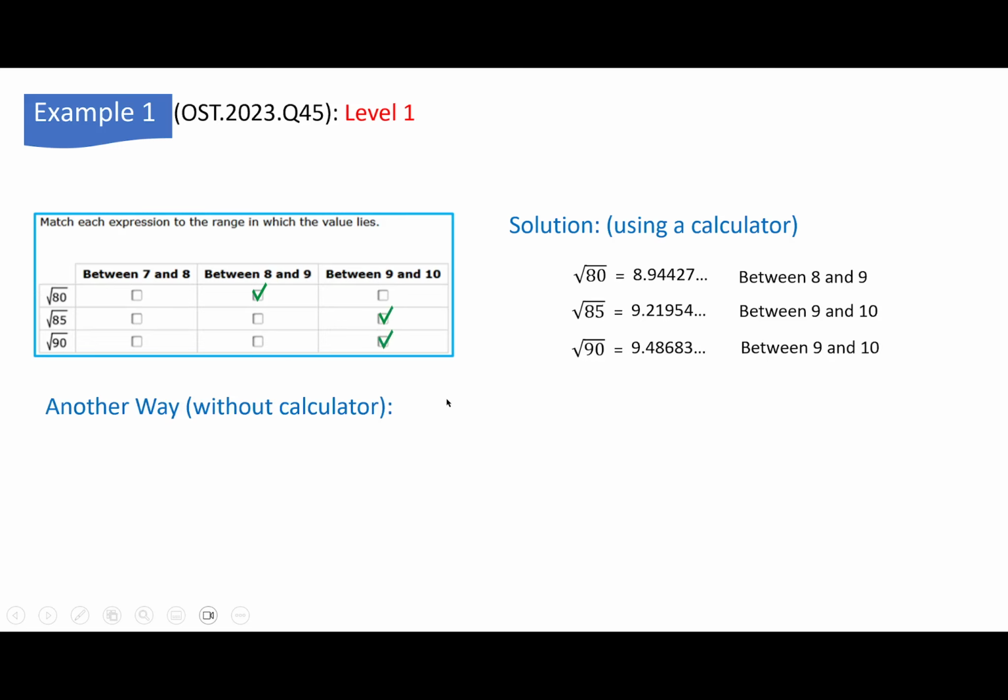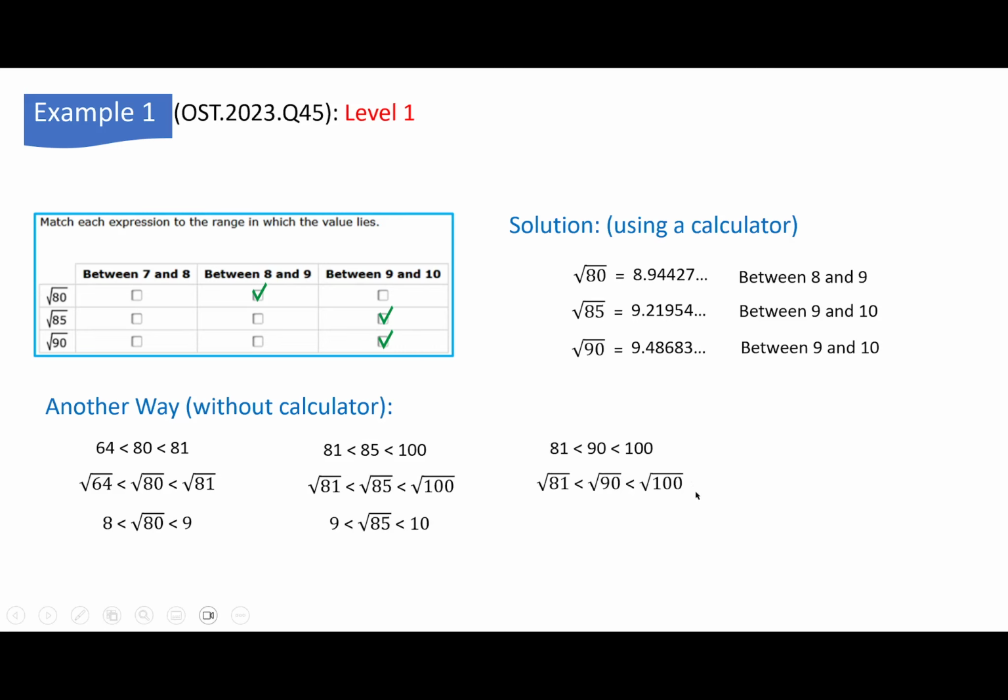Now, if you want not to use the calculator, you can do it this way. Put 80 between two consecutive perfect squares, 64 and 81. So you take the square root of each term. You get square root of 80 between 8 and 9. That's what we found. Do the same thing for 85. Now 85 is between 81 and 100. Remember, two consecutive perfect squares. Take the square root of every term. You get square root of 85 is between 9 and 10. Same thing goes for 90.